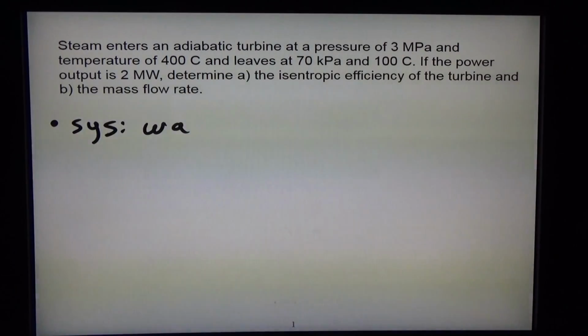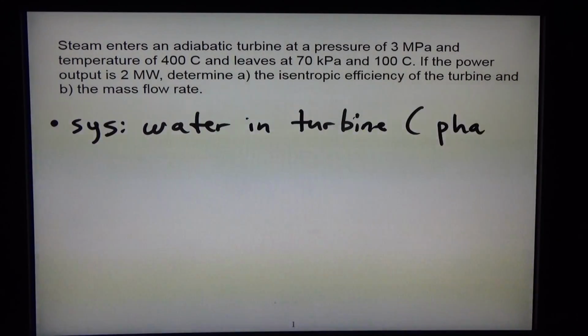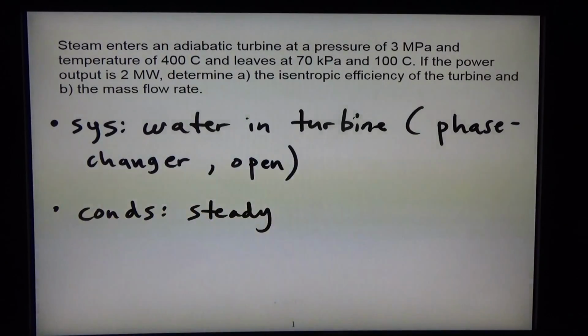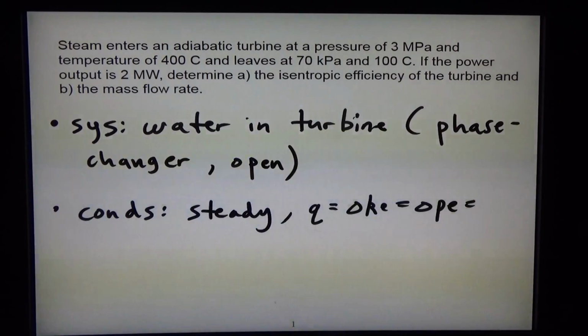So our system here is water, and our device is a turbine. So we have a phase change substance, and we have an open system device. For the conditions, all of our open systems are steady flow, and we apply the turbine conditions. Adiabatic, which it also says in the problem statement, no kinetic or potential energy effect.